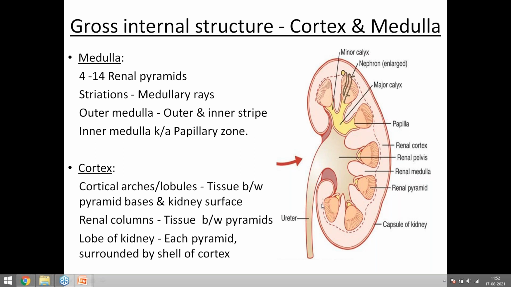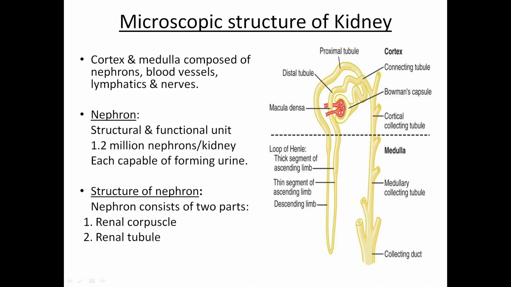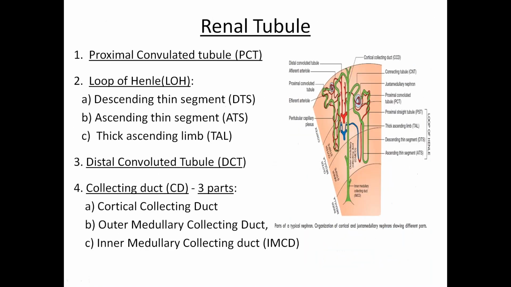Then the medulla can be subdivided into two parts: outer medulla, which is further subdivided into outer stripe and inner stripe. I'll just show that. I think that's in a different diagram here. So here you see that this is your cortex, and the outer medulla and inner medulla, and the outer medulla is divided into two parts: the outer stripe and the inner stripe. And the inner medulla is also called the papillary zone.